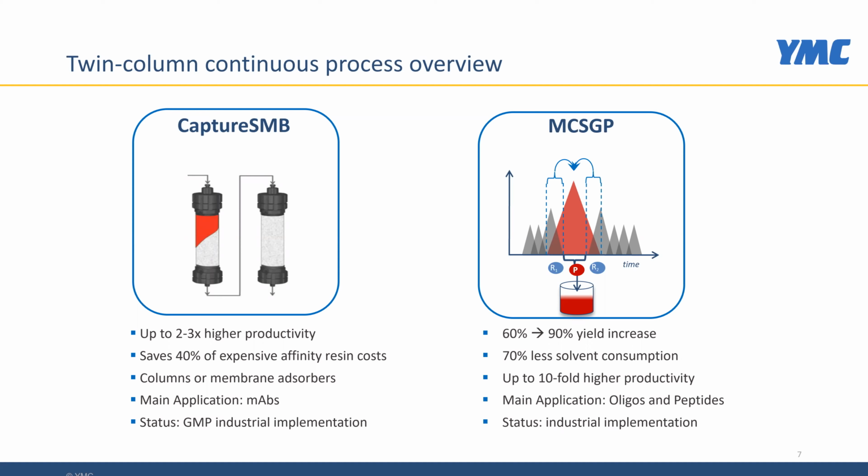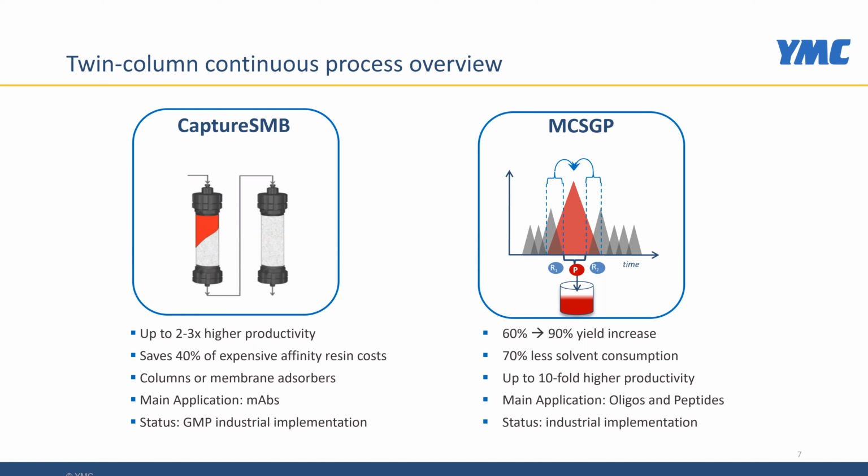MCSGP is a process for the polishing of biomolecules, but also of peptides and oligonucleotides. It is used in difficult purification cases where the product is accompanied by impurities in the front and in the back of the peak, and where product is caught in impure side fractions.